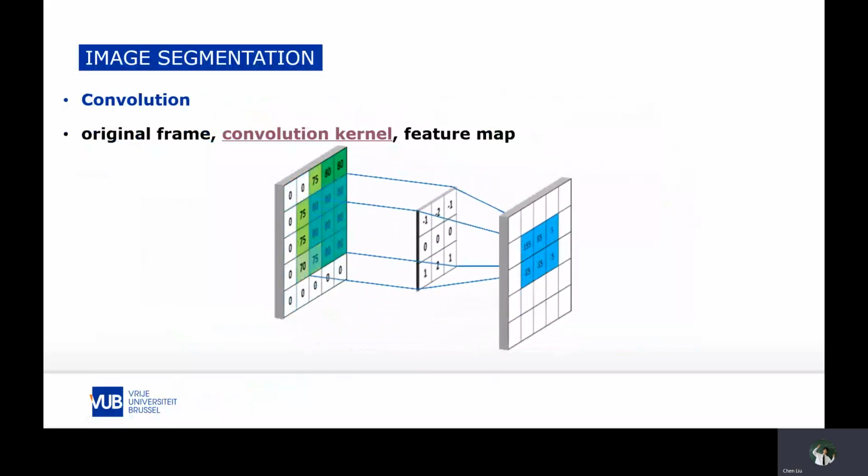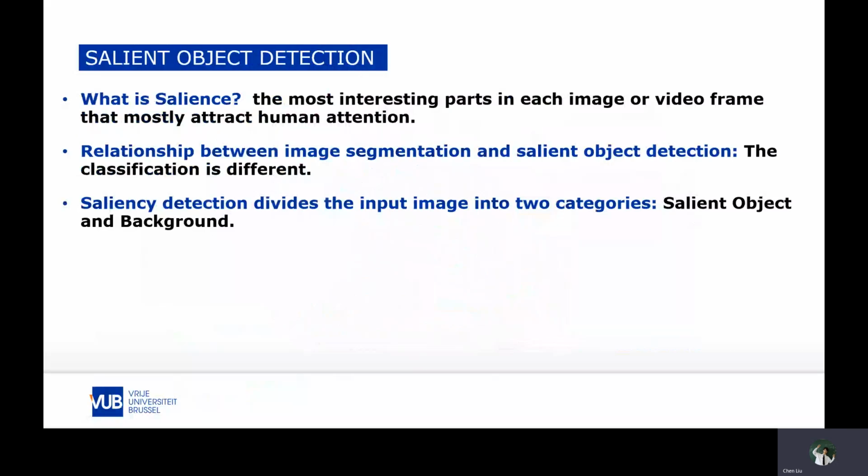So let's return to our topic, salient object detection. Image segmentation divides the input image into a series of regions according to the characteristics of the image itself. But salient object detection divides the input image into only two categories. One is the salient object, and the other is the background. This is the relationship between image segmentation and salient object detection.